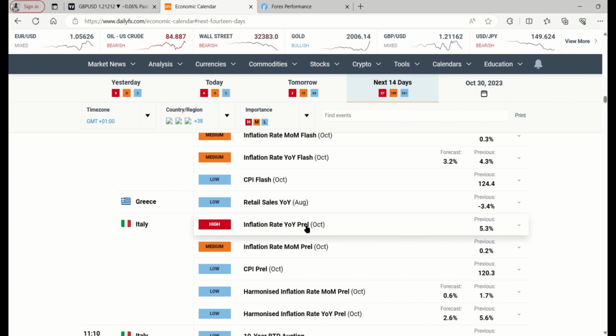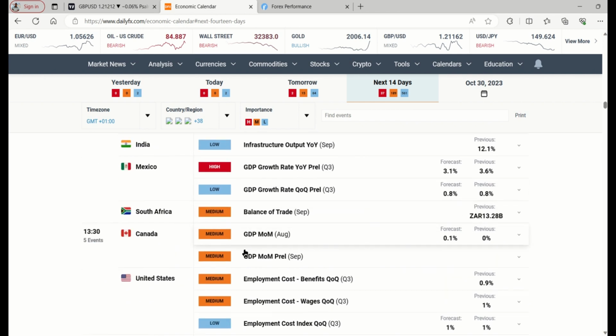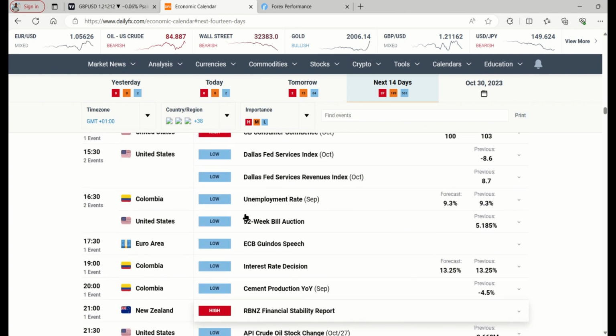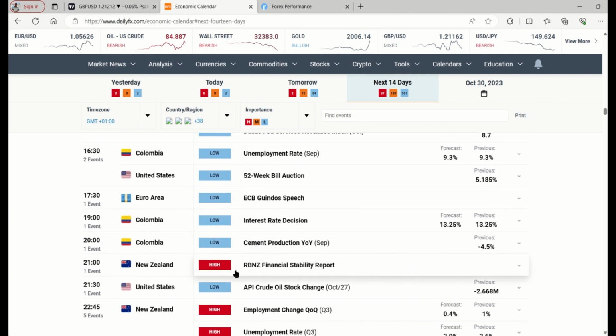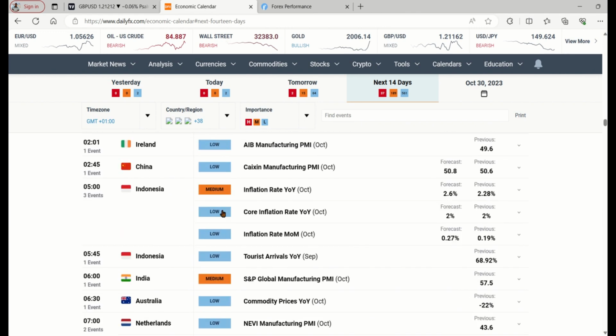Italy, that's still euro, still coming up on that same day. So I think most Mexico, I think US also. Employment, this is medium. That's not the major event. Look at this: New Zealand financial stability report. This event has a high impact. It's going to have high impact on this particular currency. So just go through the economic calendar.